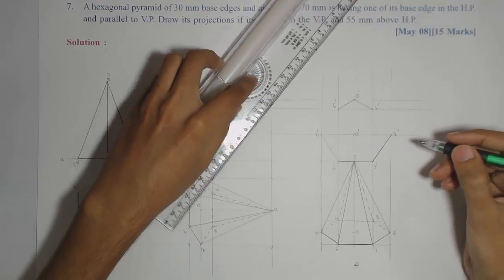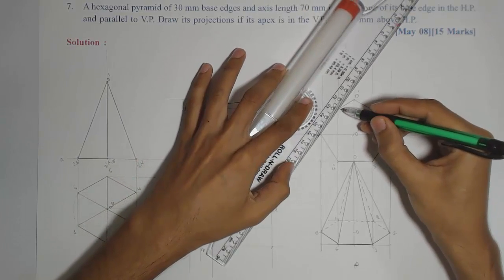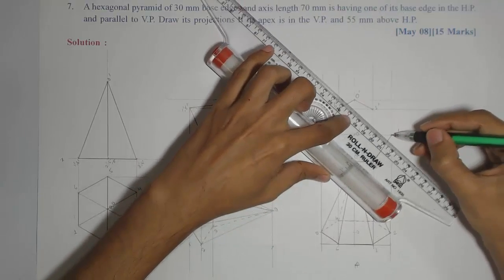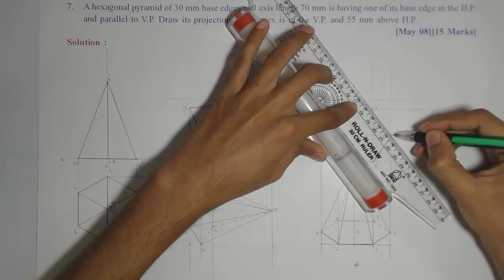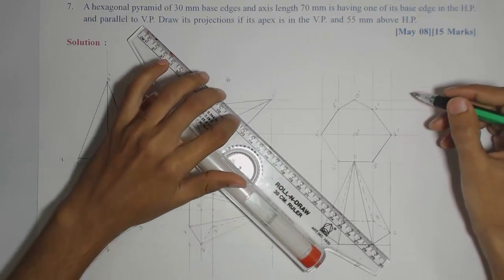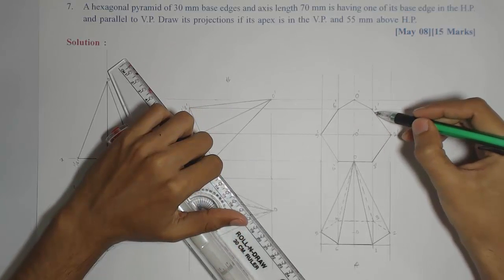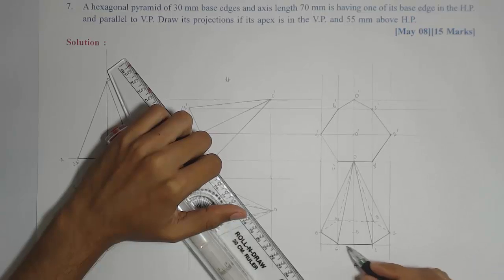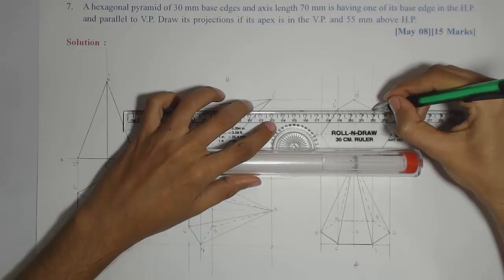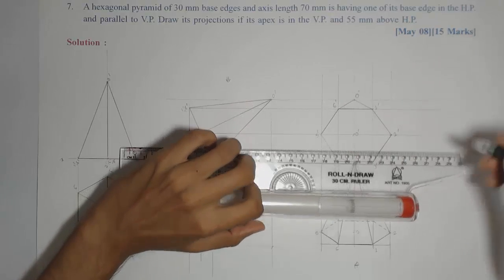Okay, then 5 dash 6 dash again a boundary, and 2 dash 1 dash again a boundary. Okay, so now we are left with 1 dash 6 dash, one of the base edges, but since it is nearer to the observer, it is visible. So the remaining base edge 1 dash 6 dash is also dark. So the entire base is visible to the observer.